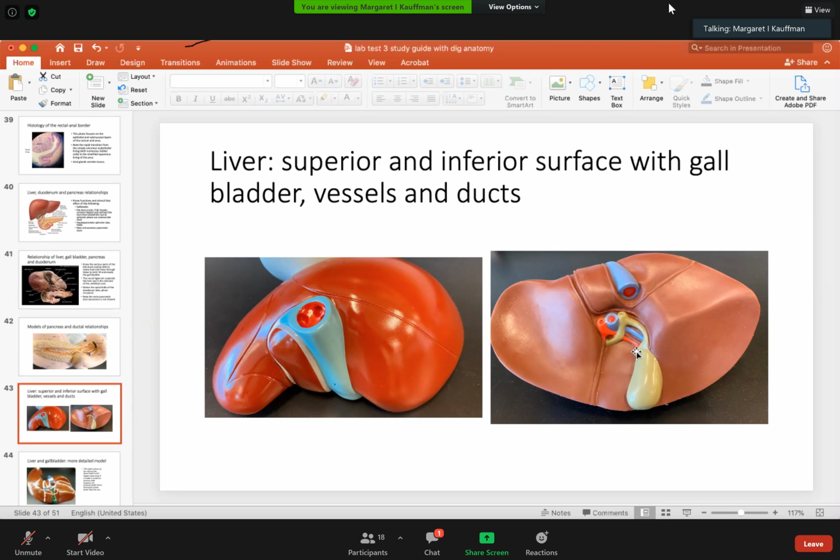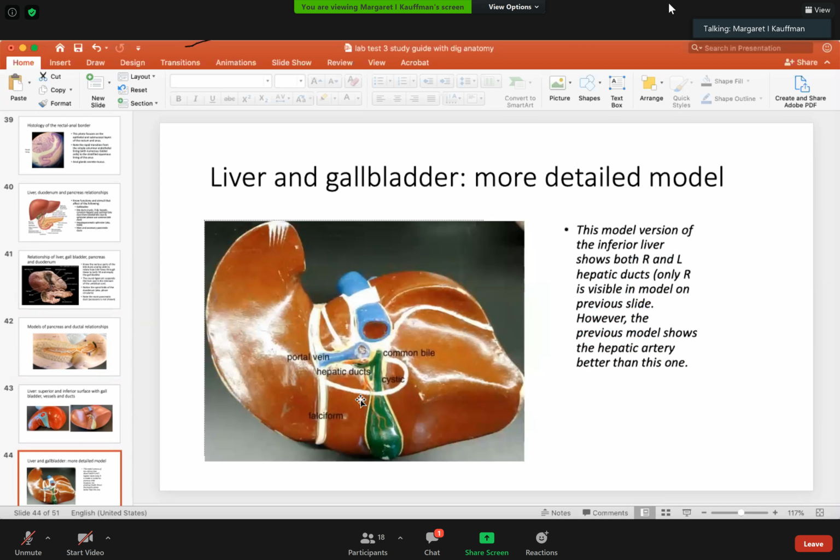And then they only show the common hepatic duct, the common bile duct, and the cystic duct here. They don't show the right and left hepatic ducts. But this model does show you the right and left hepatic ducts. And then a really short, like just from here to here is the common hepatic duct, and then cystic duct and cut off very short again is the common bile duct, just the stalk of it at the end there is shown.